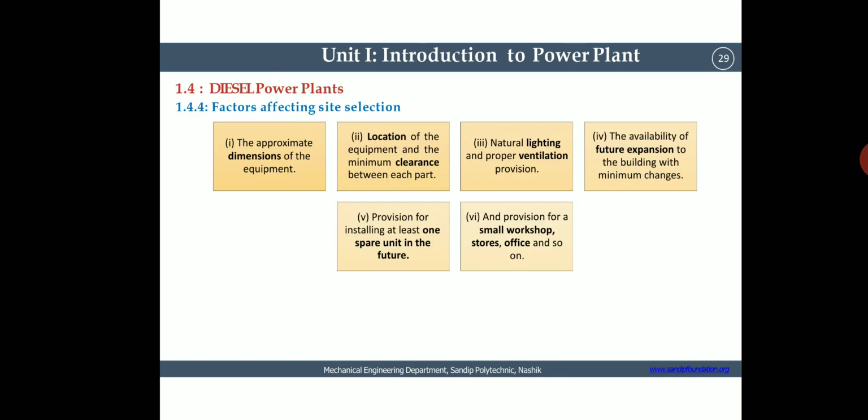Factors affecting site selection. Basically, the approximate dimensions of the equipment are required. Then the location of the equipment and the minimum clearance between each part is required. Natural lighting and proper ventilation provision must be there. The ability of future expansion of the building with minimum changes. Fifth point is provision for installing at least one spare unit in the future, and provision of a small workshop, stores, office and so on.